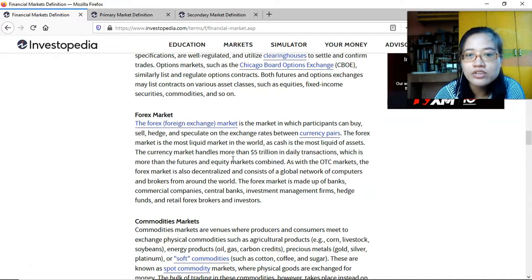The currency market handles more than $5 trillion in daily transactions, which is more than the futures and equity markets combined, because of transactions between countries or companies situated in different countries. As with the OTC markets, the Forex market is also decentralized and consists of a global network of computers and brokers from around the world. The Forex market is made up of banks, commercial companies, central banks, investment management firms, hedge funds, and retail Forex brokers and investors, essentially financial institutions.